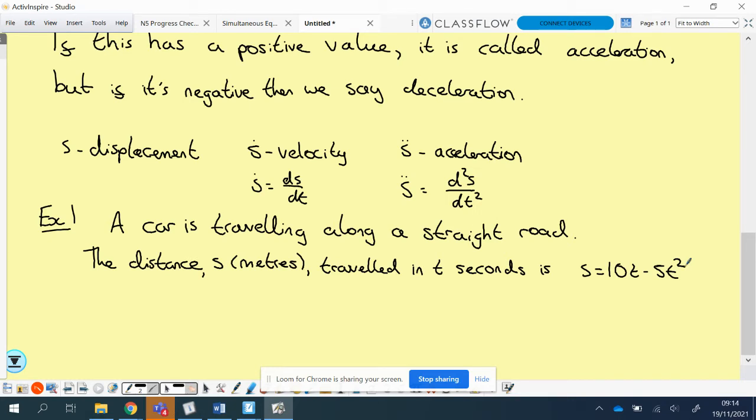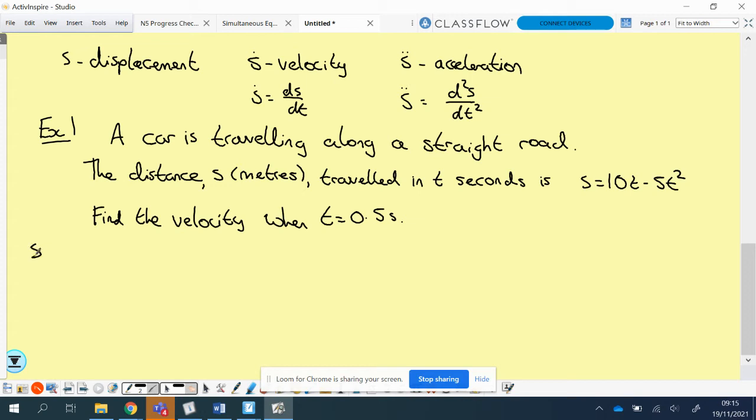Okay. Our question would be find the velocity when t equals 0.5 seconds. Okay. So our job is to find the velocity when t is at 0.5 seconds along the journey. Okay. So, solution.